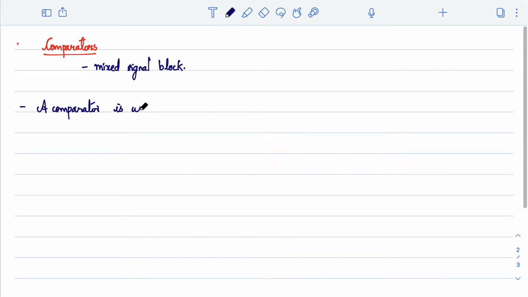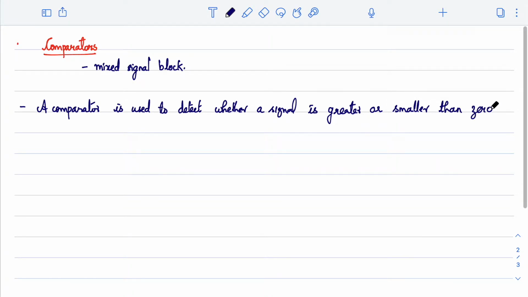So this is used to detect whether the signal what we have is greater or smaller than the reference voltage. In general, we will write this as greater or smaller than 0, or generally to compare the size of one signal to another, right? Or to compare the size of one signal to another signal. That is how generally comparators are used.